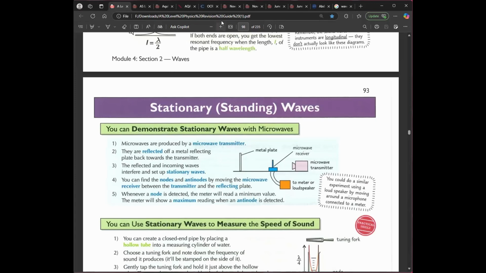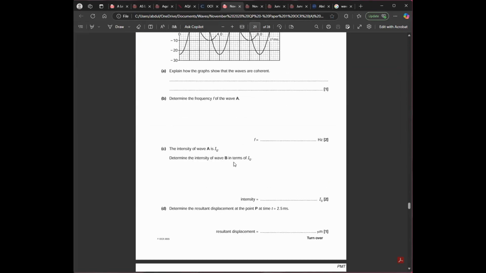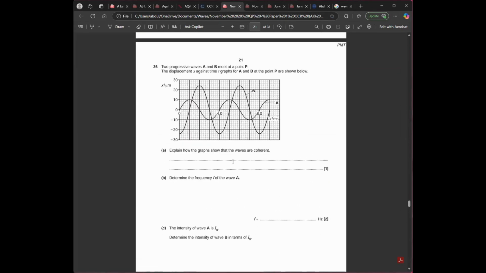Now let's quickly solve maybe one question from somewhere so that we have the understanding of that. So let's see. Two progressive waves A and B meet at a point P. So they meet at a point P. This is the point P that is being described in this graph, because this is a displacement versus time graph. They have taken just a single point and they see what happens to the waves at that point.